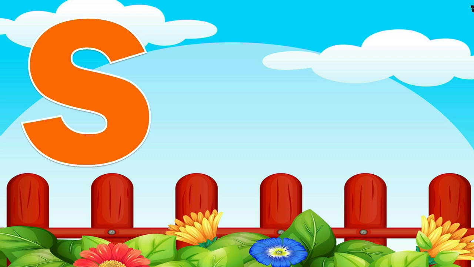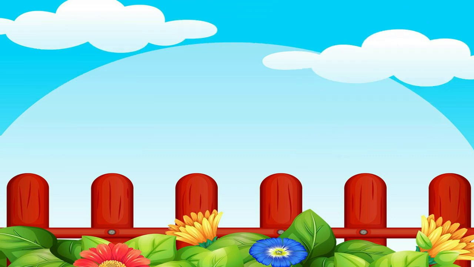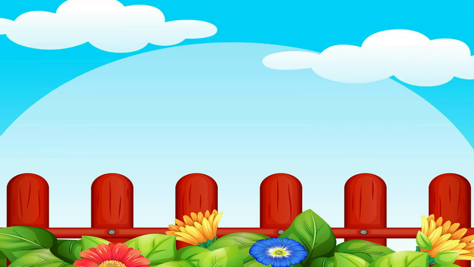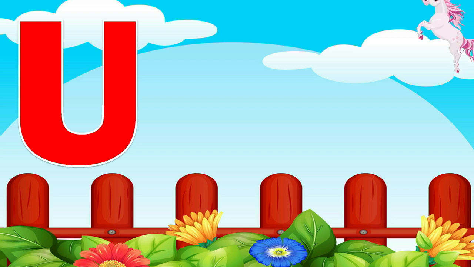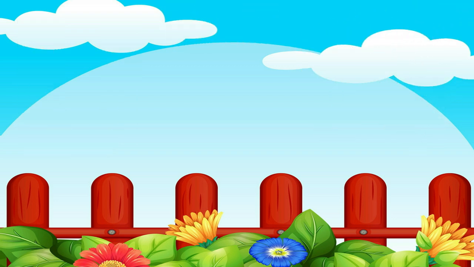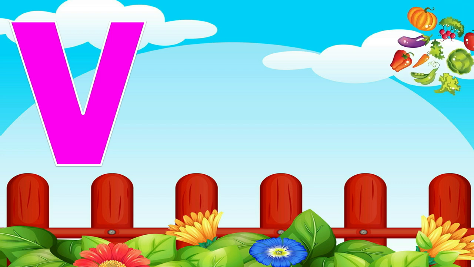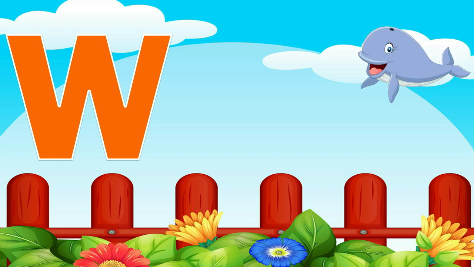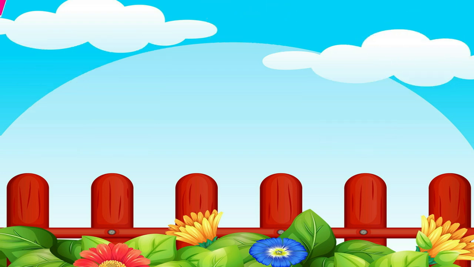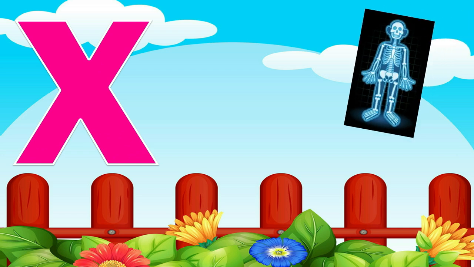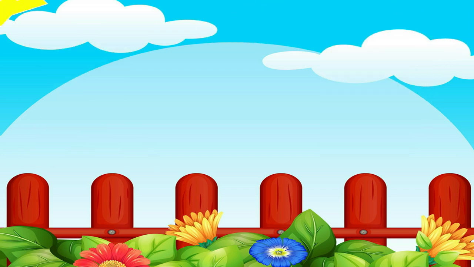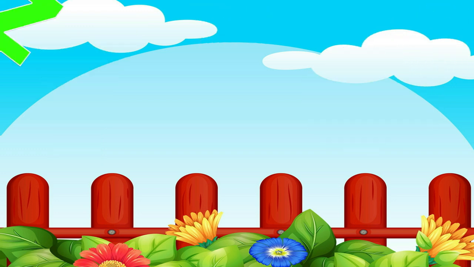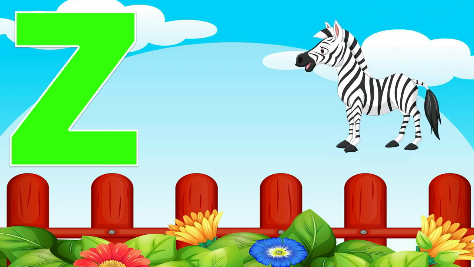S is for sheep. T is for tomato. U is for unicorn. V is for vegetable. W is for whale. X is for x-ray. Y is for yarn. Z is for zebra.